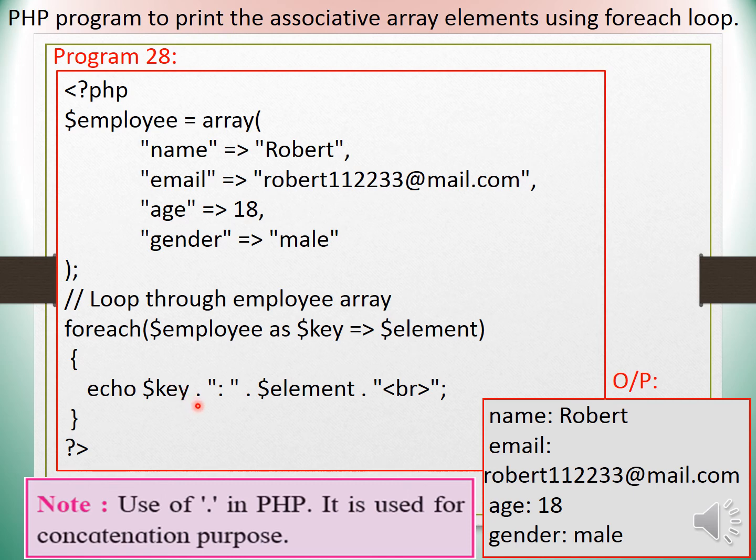Then we have used this concatenation operator dot. Okay, this dot will combine or concatenate this key value with the next data. Then we have provided the colon. Just see here in this output, first key is name, then provided the colon, and then again dot $elements. $elements means these 4 values.